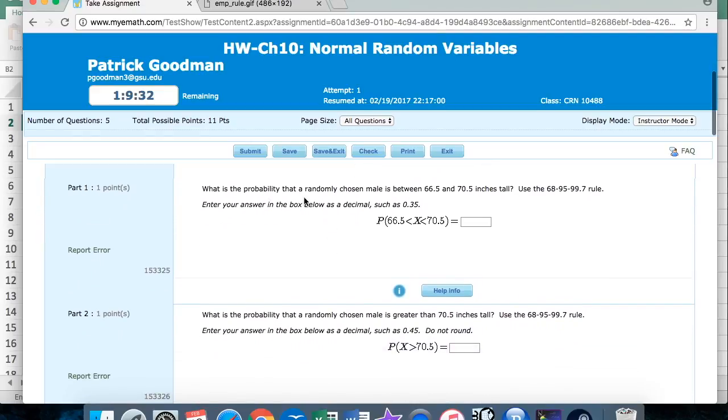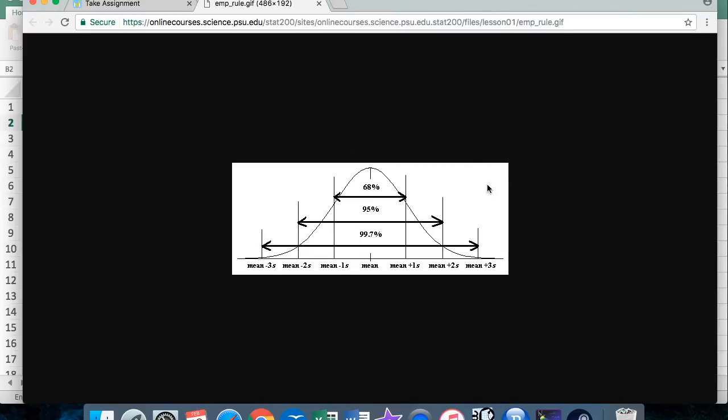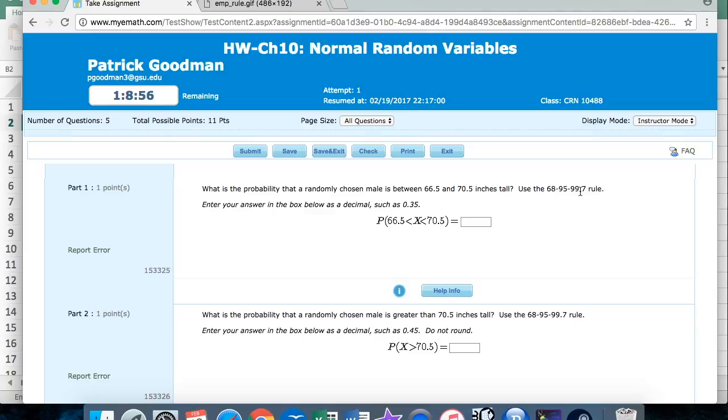Now, the first question they ask, what is the probability that a randomly chosen male is between 66.5 and 70.5 inches tall? Use the 68, 95, 99.7 rule. They'll call it this rule mostly in this course, but it's also called the empirical rule. The reason they do the 68, 95, 99.7 rule is because here is a normal distribution. Here's your mean. They say that approximately 68% of all of your data lies between the mean minus 1 standard deviation and the mean plus 1 standard deviation. We read that as within 1 standard deviation of the mean. Now, within 2 standard deviations of the mean is 95%. Within 3 is 99.7%. So that's what this 68, 95, 99.7 rule means.